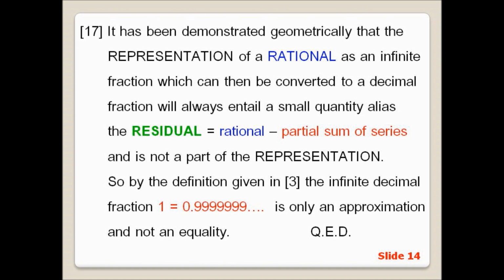It has been demonstrated geometrically that the representation of a rational as an infinite fraction which can then be converted to a decimal fraction will always entail a small quantity, alias the residual, which is equal to the rational minus the partial sum of the series, and is not a part of the representation. So by the definition given in 3, the infinite decimal fraction 1 equals 0.9999 is only an approximation and not an equality. QED.